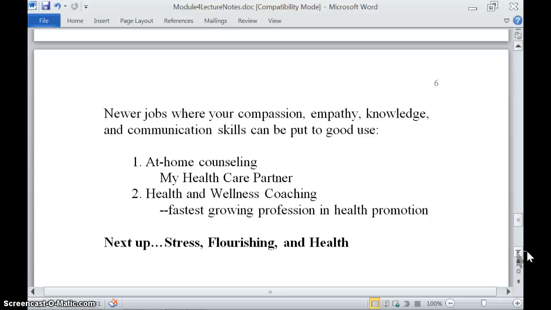I was reading a local paper. One woman with, I believe, a nursing background started up this home counseling service where she goes into the homes of patients and counsels them on all the trials and tribulations of whether it might be cancer treatments or whatever it might be. She calls it My Healthcare Partner. So of course this service isn't necessarily always covered by insurance, but again, these are new jobs.